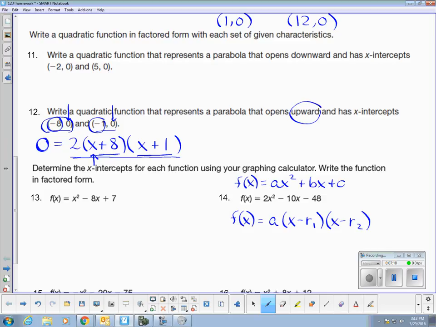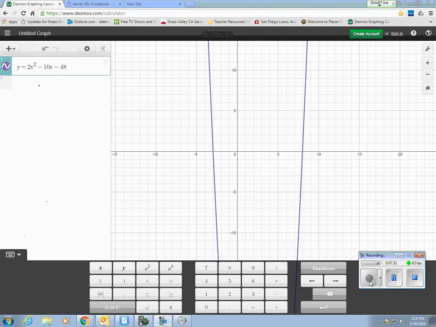My x-intercepts are identified by my values of r sub 1 and r sub 2, so let's get to Desmos. Here we have in standard form y equals 2x squared minus 10x minus 48. And I notice that my x-intercepts are at negative 3, 0 and 8, 0. So what I want to do is take this equation that's in standard form and rewrite it so it's in factored form.